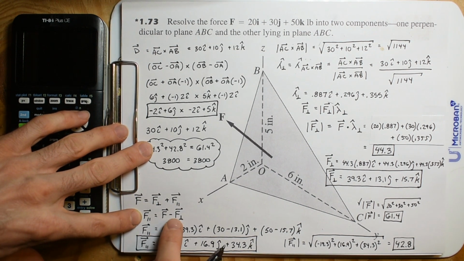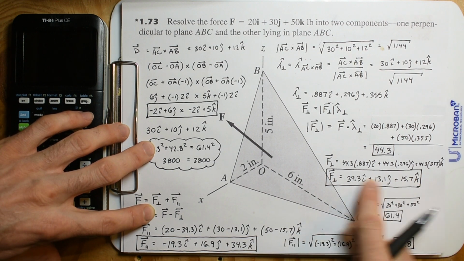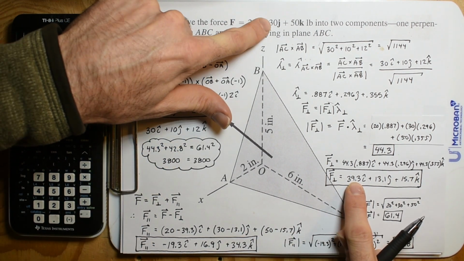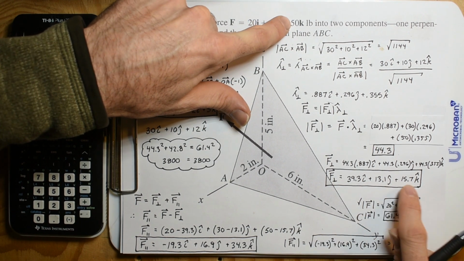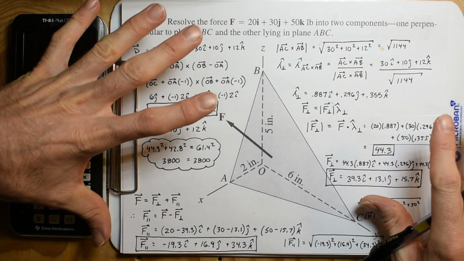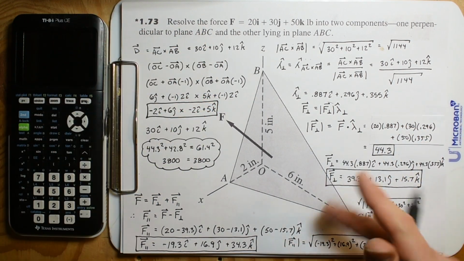So it's vector F minus vector perpendicular. We already have that. And so it's just the I component minus this component, the J's minus this, the K minus that. So that's what we have here, and we get that parallel component. We're done. You know what I mean? So that's cool, we can do a double check on reality.